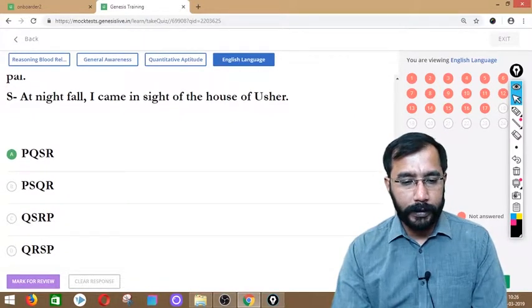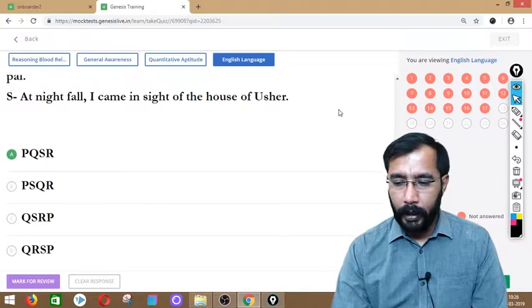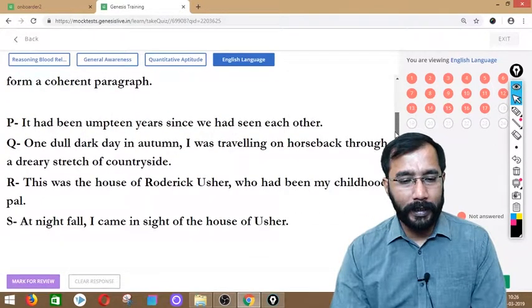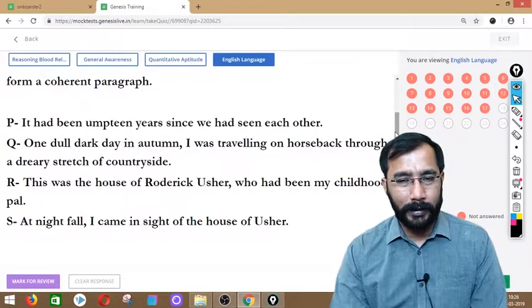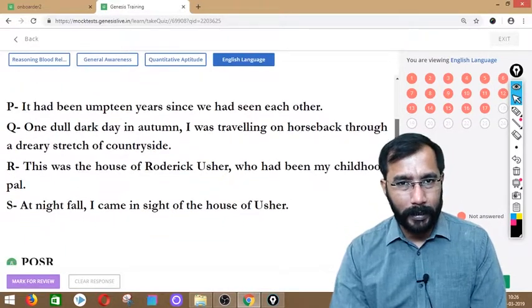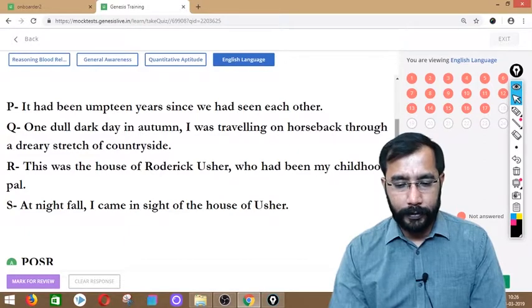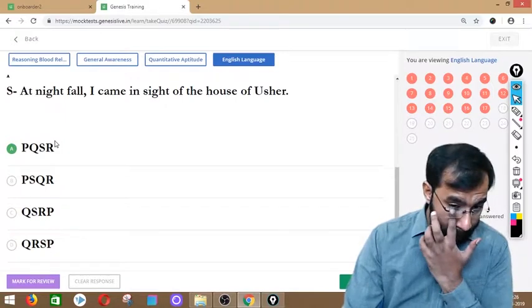When we look at the options, there are actually two options. One starts with P, the other starts with Q. If we look at the sentence starting with P, it starts with it had been umpteen years since we had seen each other. Well, that doesn't exactly mark the beginning of a paragraph. On the contrary, Q, one dull dark day in autumn, I was traveling on horseback, seems to be the right option. So ideally, it would not start with A and B.